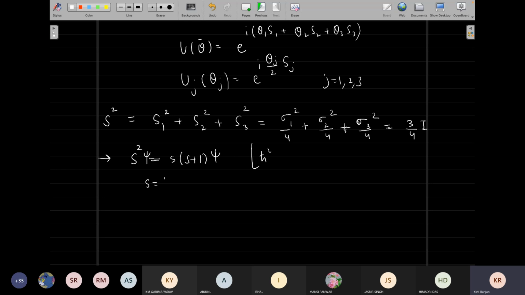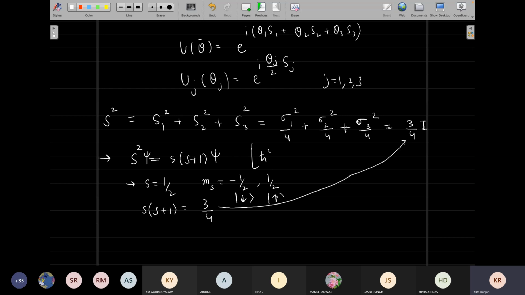You know that for an electron the spin is half, right? So what will be the value of s into s plus 1? It is 3 by 4. Look at this 3 by 4, which comes naturally from our Pauli matrices. This 3 by 4 for S square indicates spin s equal to half. And what will be your ms, the spin projection for a spin value of half? Minus half and plus half. So electrons with spin down and electrons with spin up, for example.